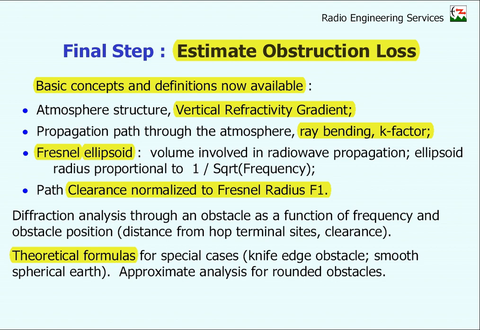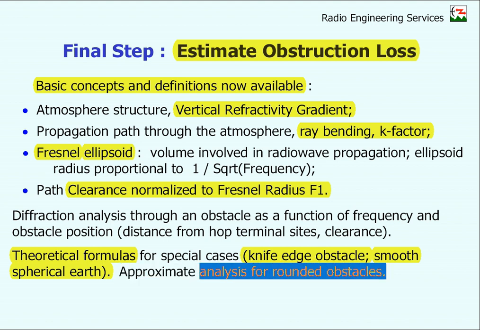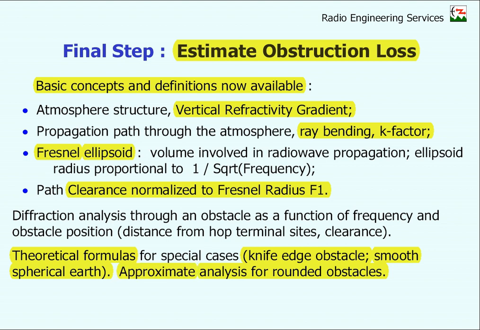Two examples are given. First, knife edge obstacle, that is, an obstacle with negligible thickness along the path profile. Second, the smooth spherical earth, that is, the obstruction produced by the Earth's surface for transmission beyond the horizon. Other cases, like rounded obstacles or multiple obstacles, need a more complex and approximate analysis.